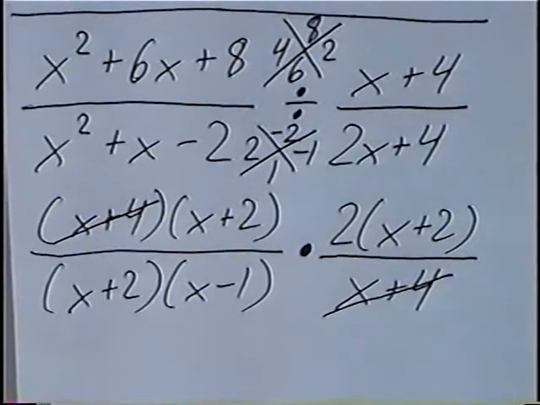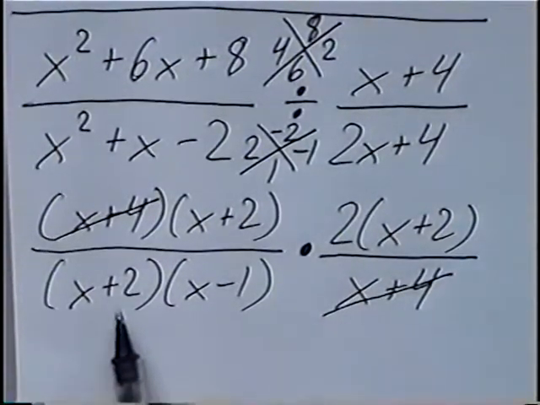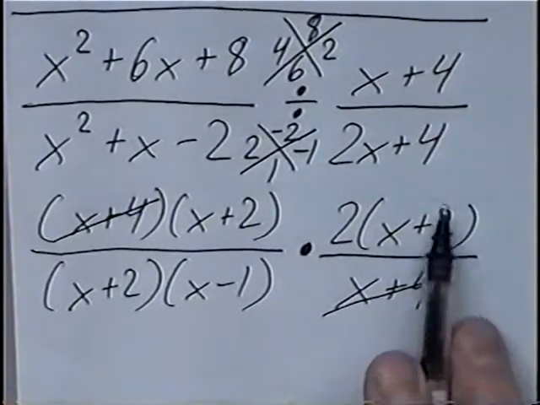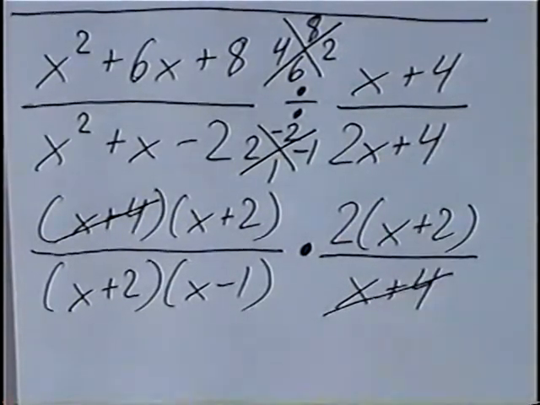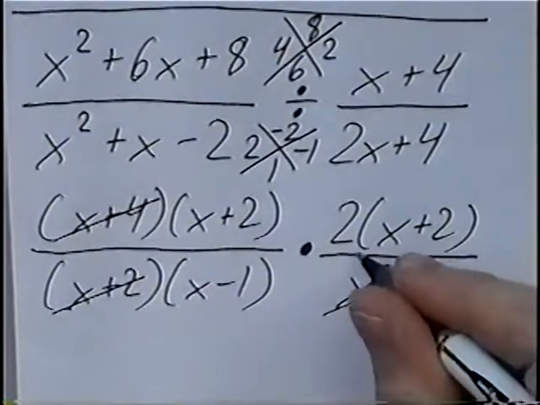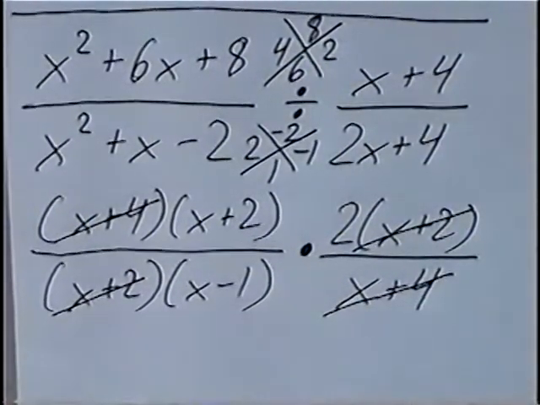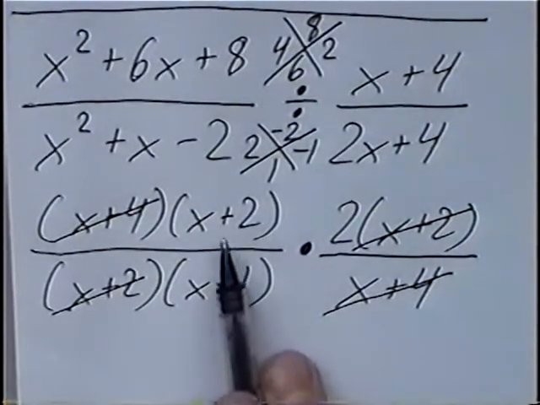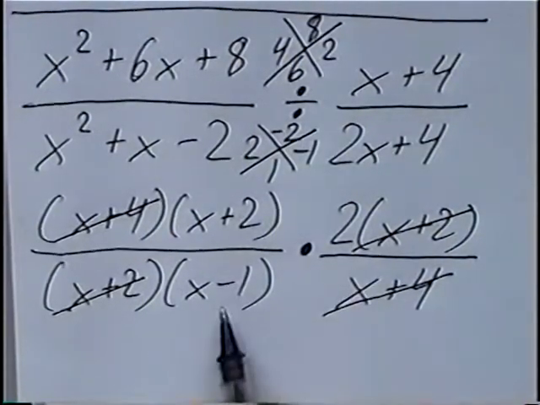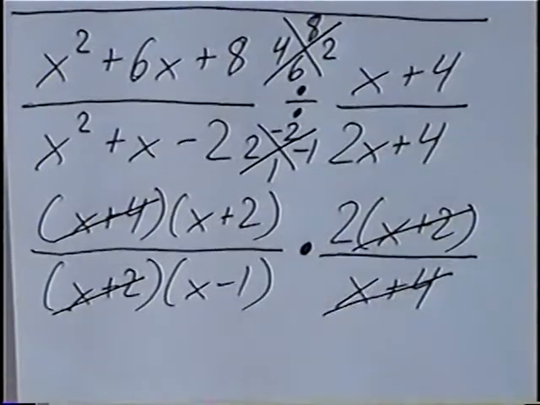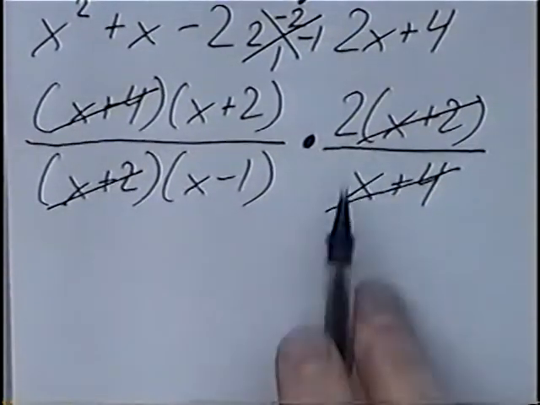Looking for other factors that we can cross-cancel. If we use an x plus 2 in the denominator of the first fraction and an x plus 2 in the numerator of the second fraction, x plus 2 and x plus 2, we can divide those or cancel those out. Looking at the remaining terms, x plus 2, 2, and x minus 1, these do not cancel. So we can write these as our answer.